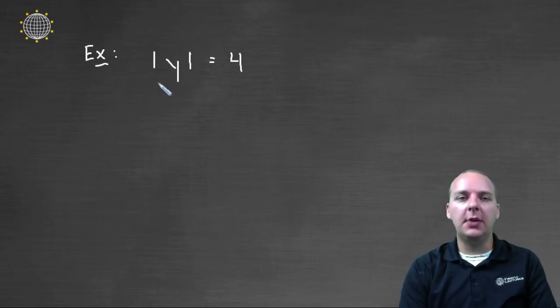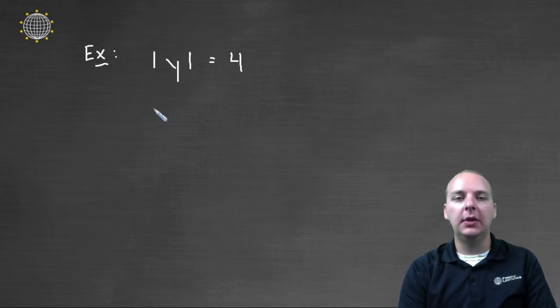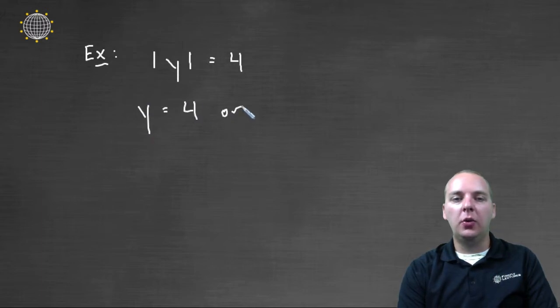All right, so our first example, we have the absolute value of y equals 4, and the fact that it's a y instead of an x is totally okay. The variable letter doesn't really matter. So this is asking the absolute value of what number equals 4, or you can say, what number is 4 units away from 0. So here y would either be 4 or y would be -4.